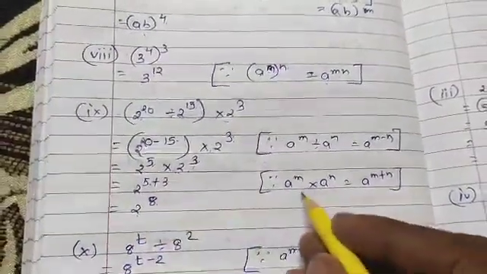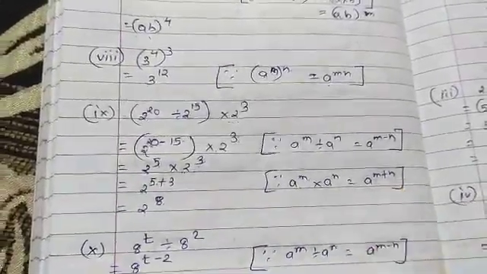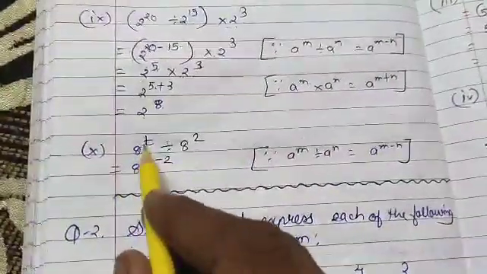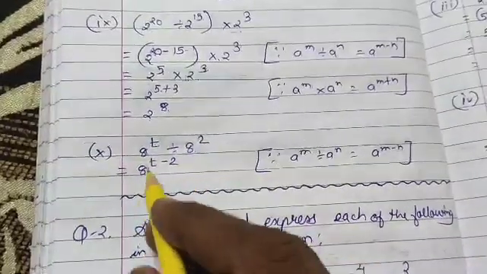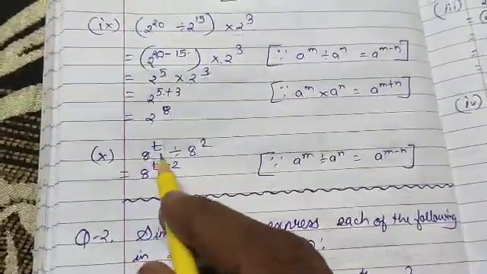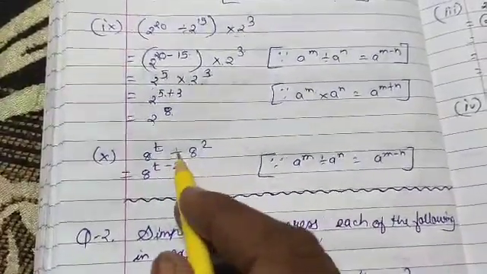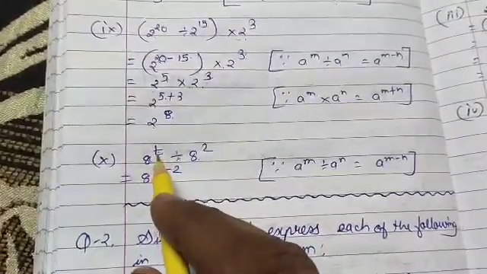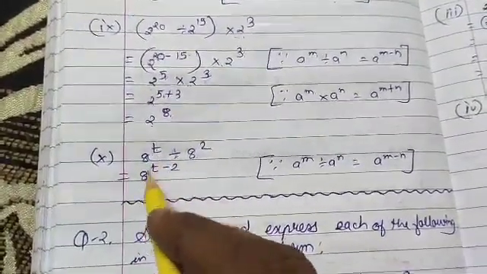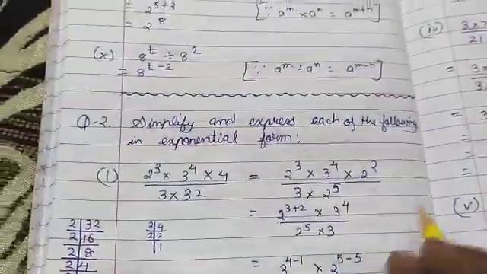As we all know, a raised to m into a raised to n equals a raised to m plus n. The next is 8 raised to t divided by 8 raised to 2. Here also the base is common, that is 8 raised to the power t divided by 8 raised to the power 2. Divide means we have to subtract the powers, that is the difference of the powers, that is 8 raised to t minus 2.